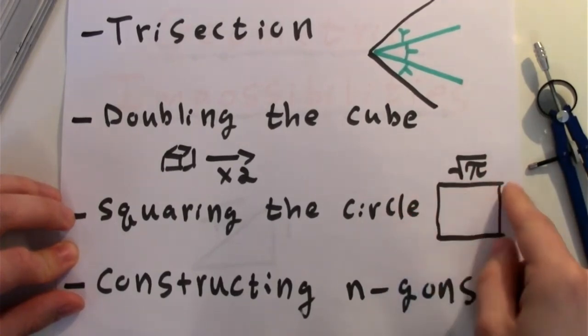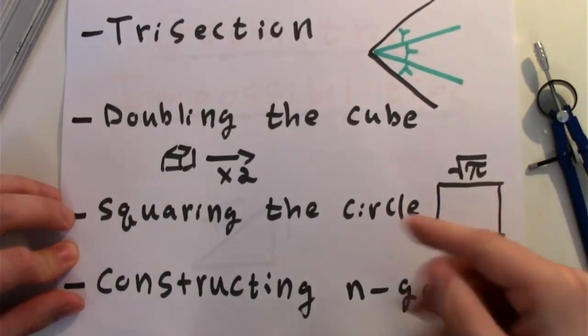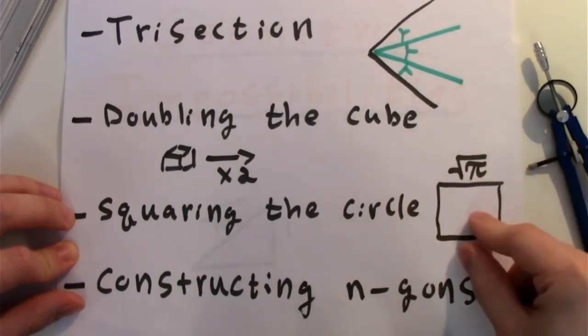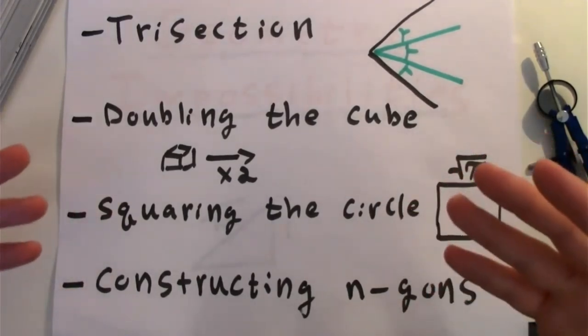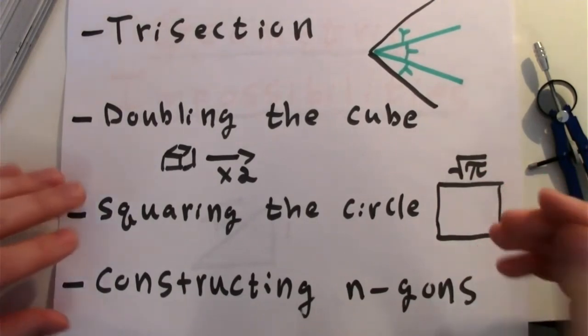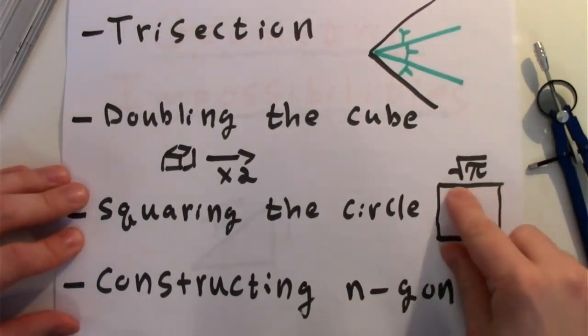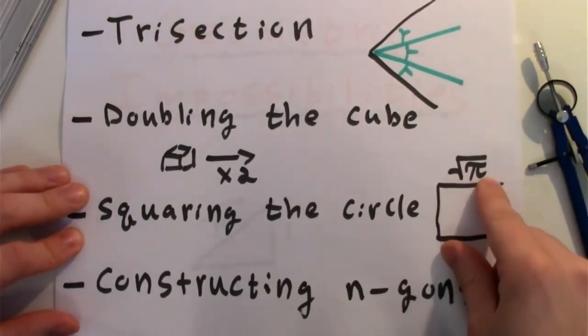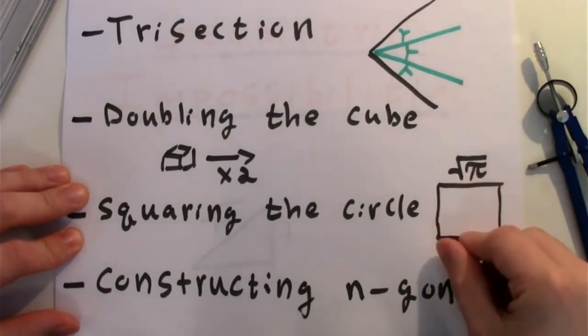So the goal of this would be to construct a square which has the same area as a circle. Of course, we can reduce this to, again, the unit case. So that would amount to constructing a square of length square root of pi. We'll see that that's impossible.